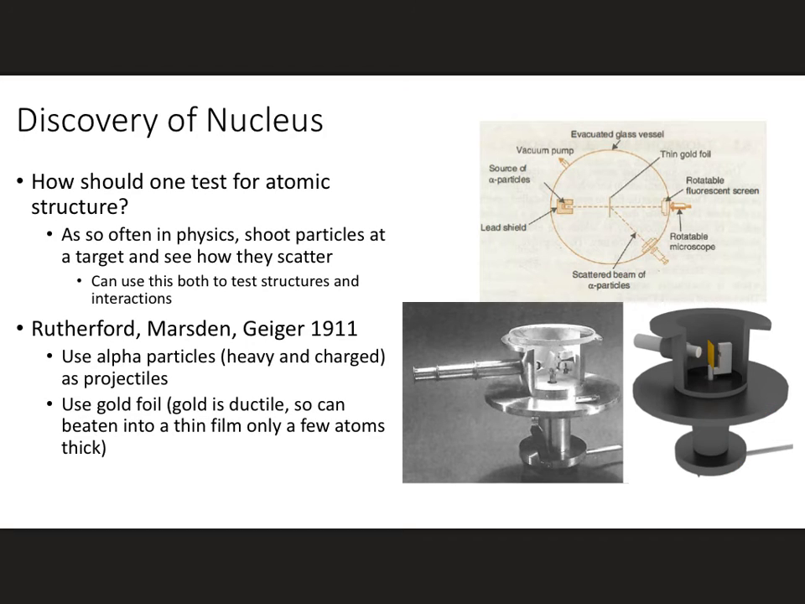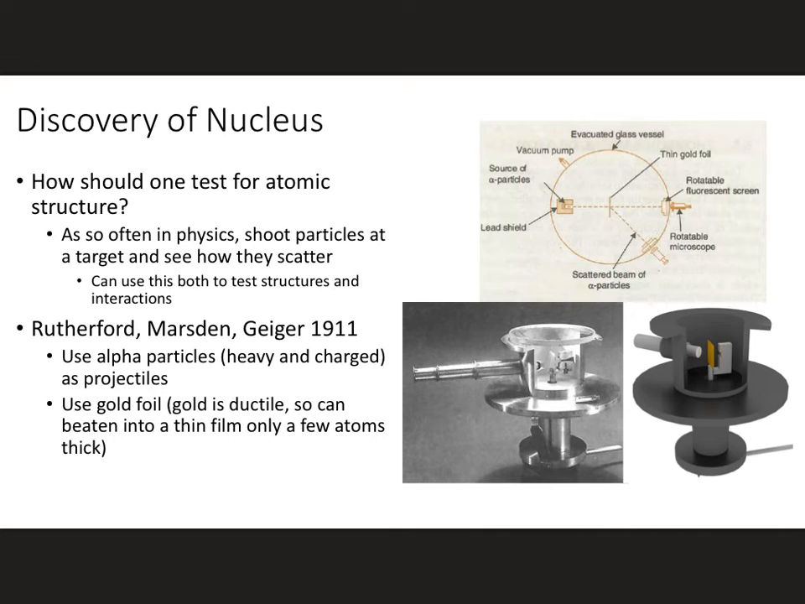So how can you test this structure? Well, in physics, what we often do is we shoot particles at a target and see how they scatter off. That's a tried and true method of doing physics. I should point out that one can use this both to test the structure of things, but also the way things interact. In this case, for the nucleus, the idea was to test the structure. So Rutherford, along with Marsden and Geiger, his students, started looking around 1911 at how matter might interact.